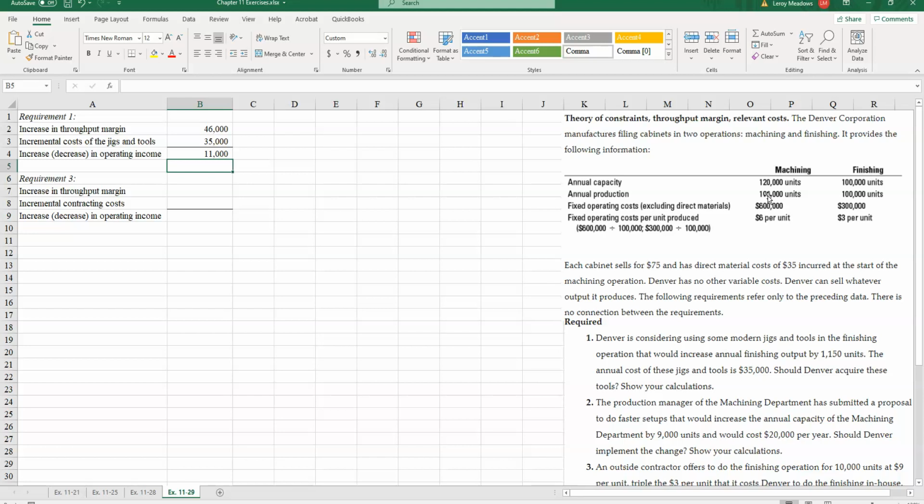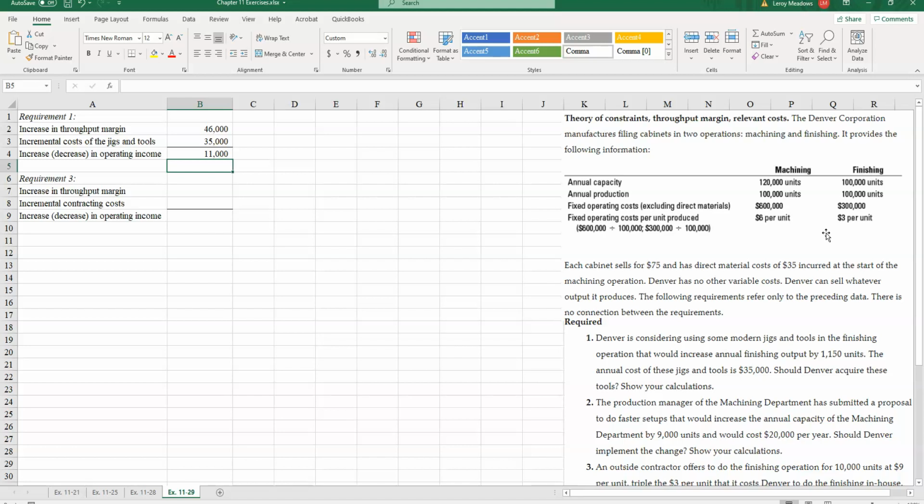So does adding capacity to the machining department make sense here? No, it does not, because it already has enough capacity. It has more capacity than what we can produce right now. Now, if we were talking about the finishing department, then increasing 9,000 units at a cost of $20,000 per year, then we could look to see if that makes sense. However, when we're adding capacity in the bottleneck department, that's going to allow us to increase the output.